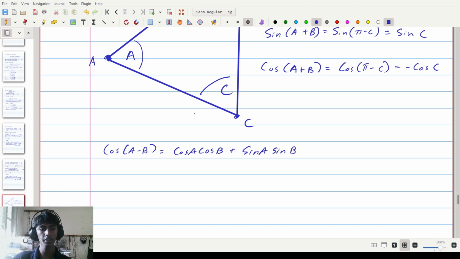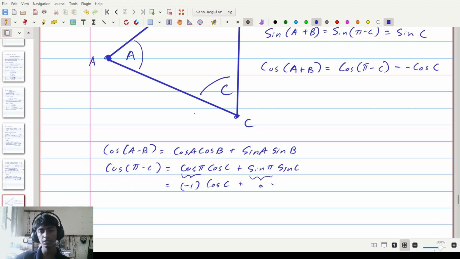Substituting that into here, the cosine of pi minus C is equal to the cosine of pi times the cosine of C plus sine of pi times the sine of C. So here substituting the values, cosine of pi is negative 1, cosine of C is cosine of C, sine of pi is 0 times sine of C. This becomes 0. We are left with negative 1 times the cosine of C, which is just negative cosine of C. So this is what I said.